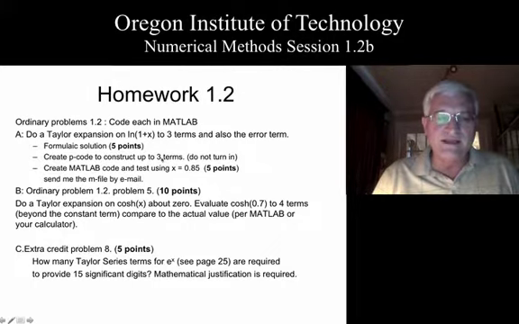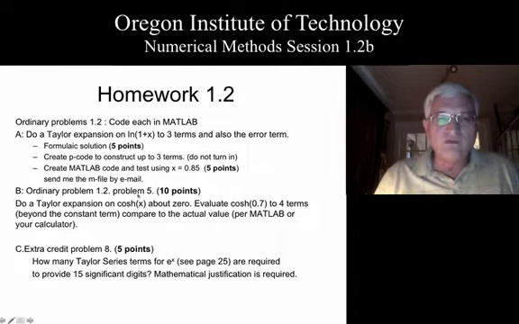Then code it up in just P code, your pseudocode, again to 3 terms. You don't need to turn that in, but use that as a basis to write MATLAB code that you will turn in. Put in 0.85 as an argument for x, and run your code, and we'll see what you get, and you'll turn that into me.